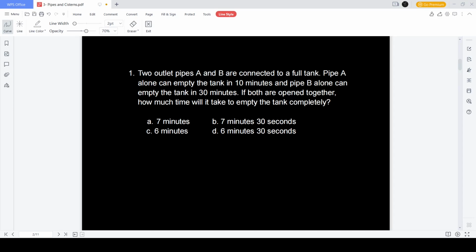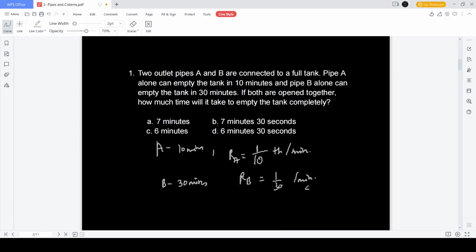So first, A takes 10 minutes to empty the tank. So per minute A empties 1/10 of the tank, correct? This is nothing but the rate of A. Rate of A is 1 by 10 per minute. Similarly, B takes 30 minutes, so rate of B becomes 1 by 30 per minute.